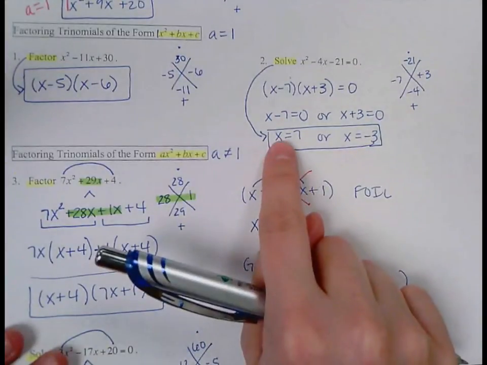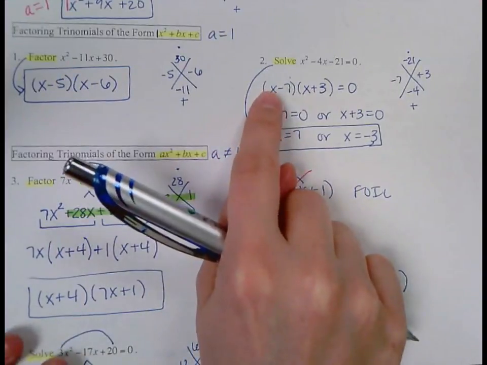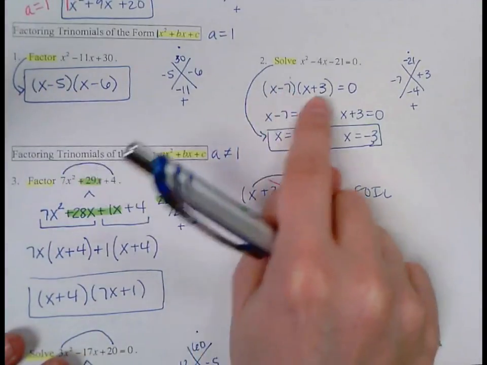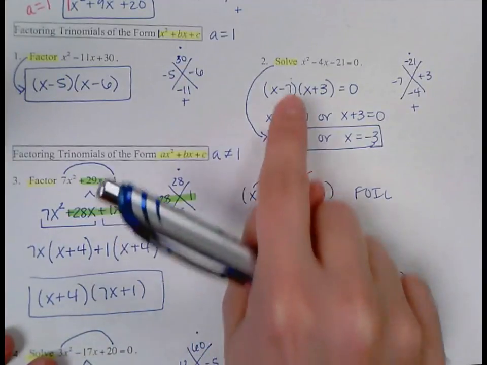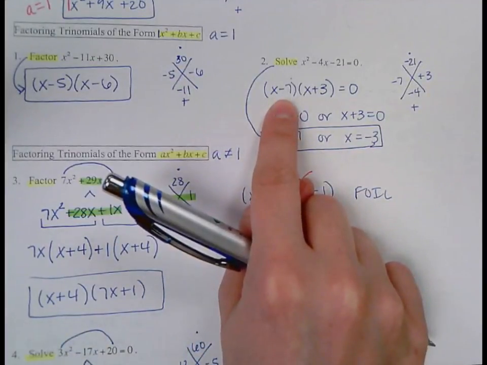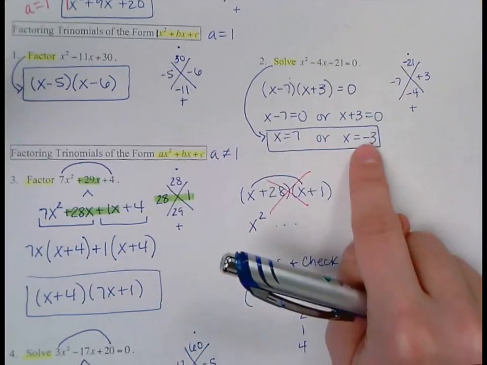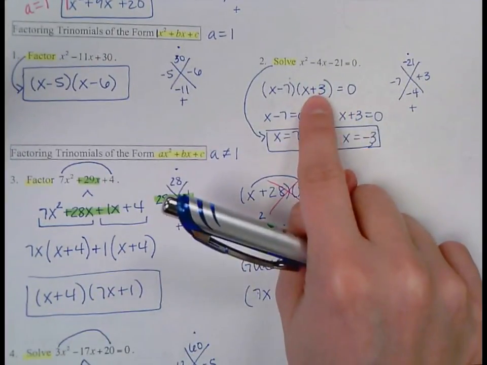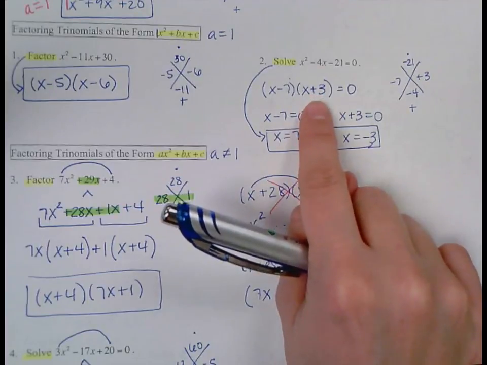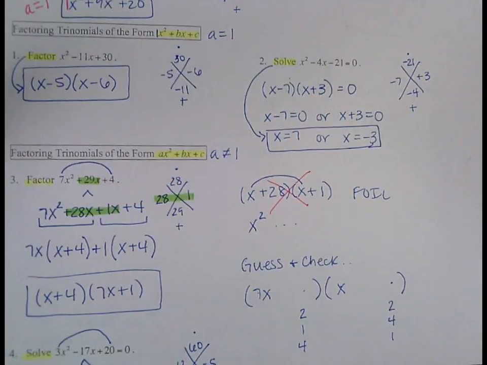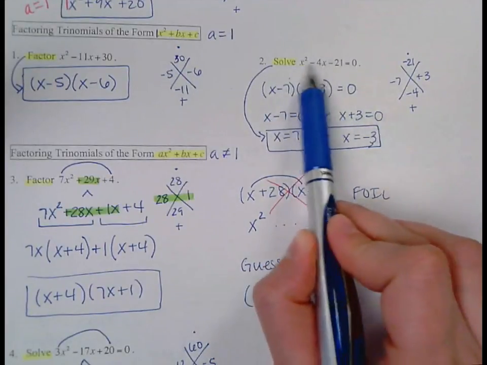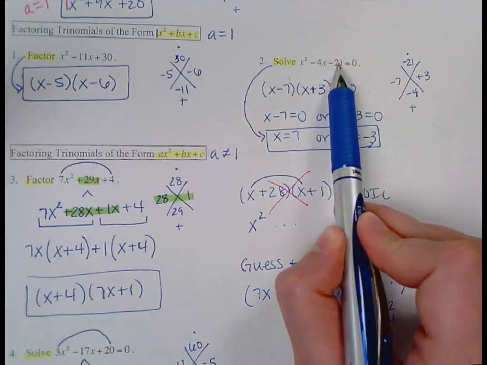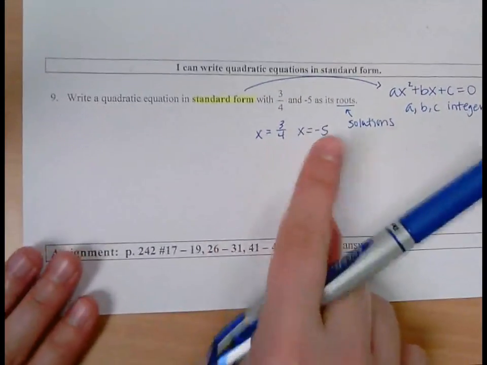I can then go back into factored form, but notice in factored form, if my solution was +7, that factor is x minus 7. And then if my solution was -3, that factor is x plus 3. So in factored form, the signs are opposite. And then from factored form, I can FOIL to get back to my standard form. So if we go ahead and do that, we have our solutions.